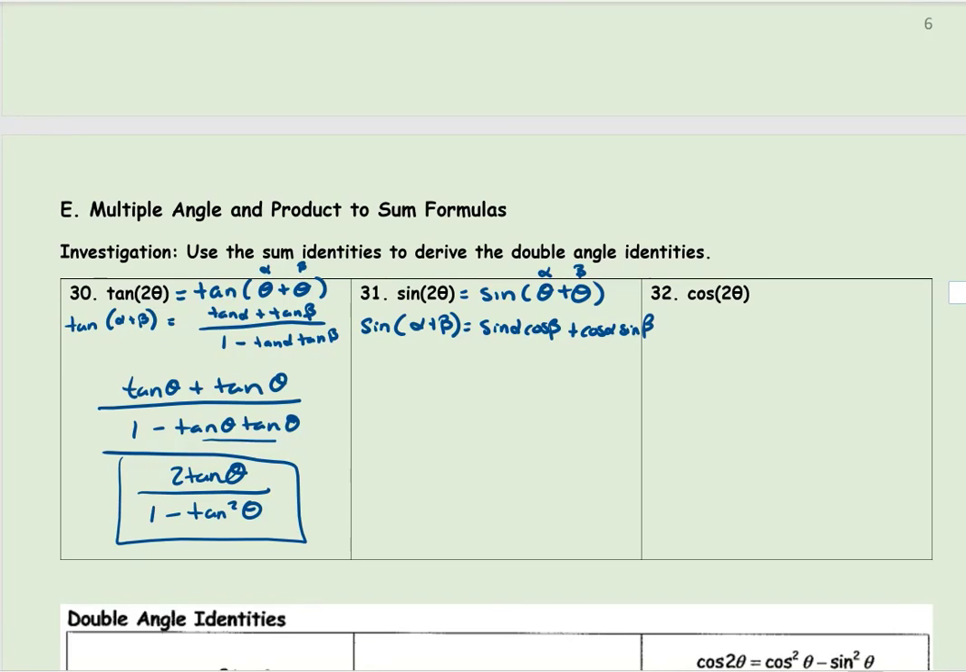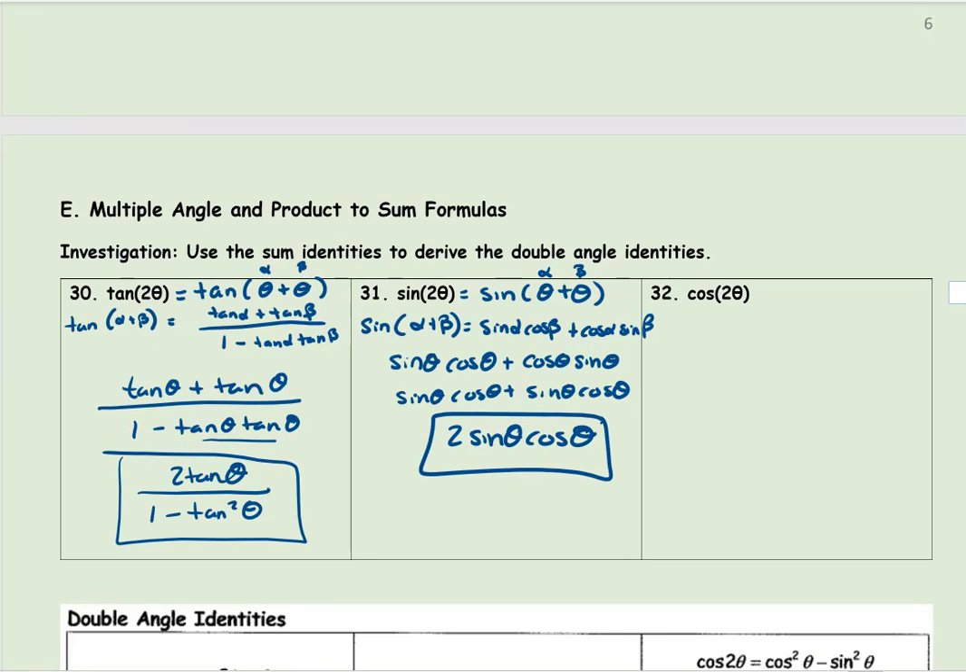So we're going to put this into our equation, and we're going to get sine of theta times cosine of theta plus cosine of theta times sine of theta. And if we rearrange this, we'll have sine of theta cosine of theta plus sine of theta cosine of theta, which means we have 2 sine theta cosine theta. So this is actually our second double angle identity.